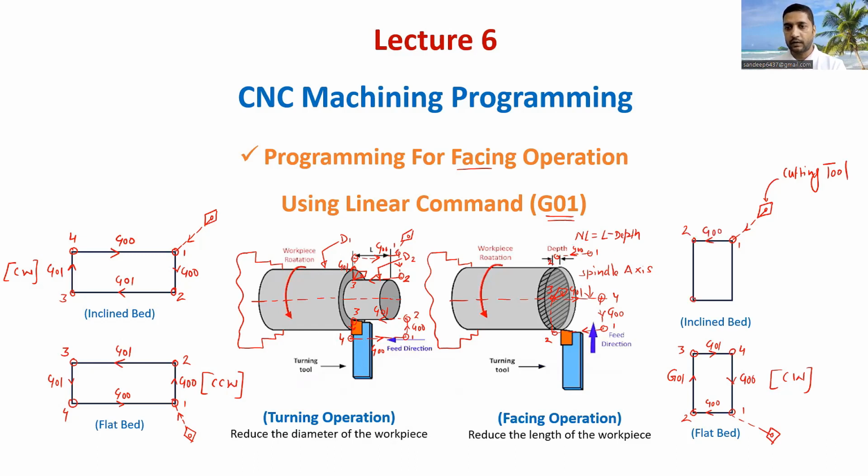Now, in order to remove the material, we will take linear interpolation code. We will remove the material, and we will reach here with G01 code. Then we will come back at this point, again with the linear interpolation, because the tool is in contact with the workpiece at point number 3. Then we will move the cutting tool from this point to point number 1 with rapid traverse. So the direction of motion of the cutting tool here is in counterclockwise direction.